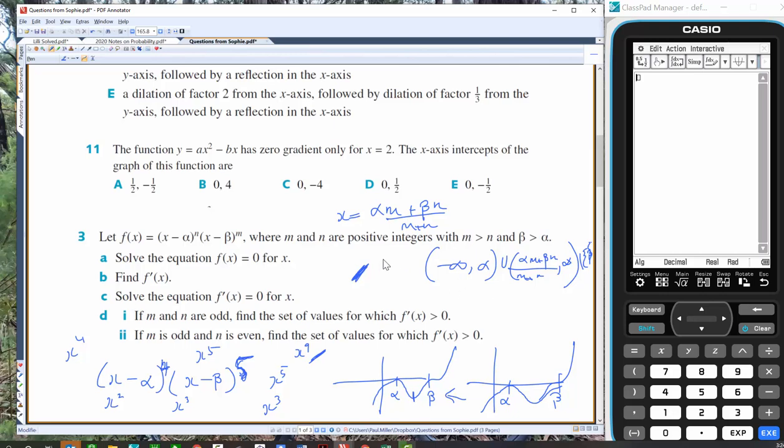So I have no doubt that this is going to be when x has a positive gradient. X is an element of those solutions: negative infinity all the way up to my alpha value, union with alpha m plus beta n over m plus n all the way up to positive infinity, but chop out beta because we are momentarily zero there.